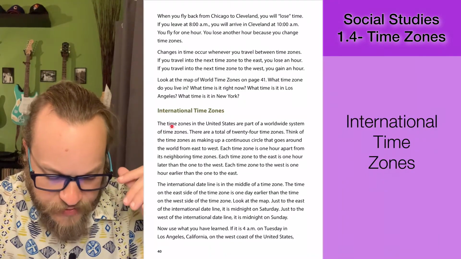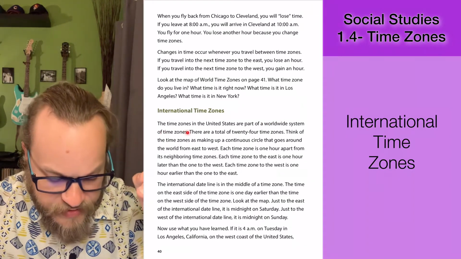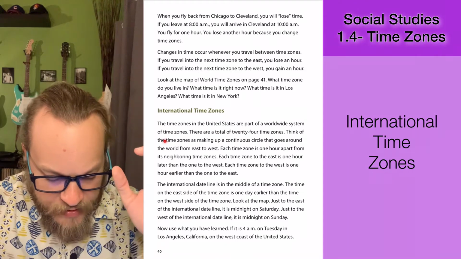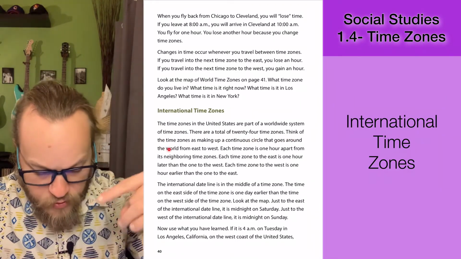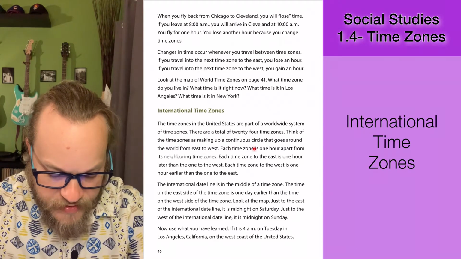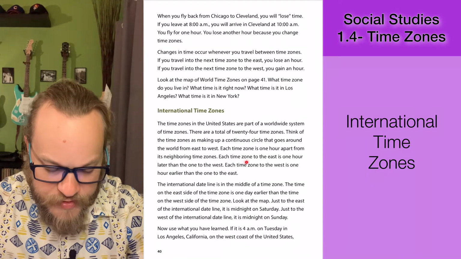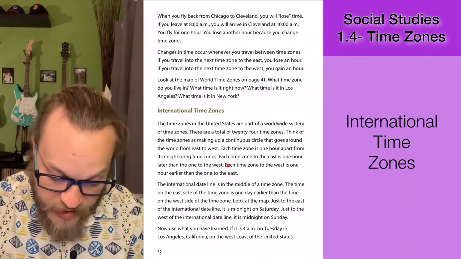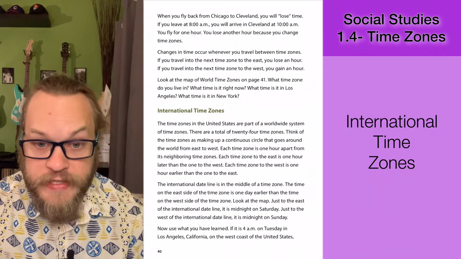International time zones. The time zones in the United States are part of a worldwide system of time zones. There are a total of 24 time zones. Think of the time zones as making up a continuous circle that goes around the world from east to west. Each time zone is 1 hour apart from its neighboring time zones. Each time zone to the east is 1 hour later than the one to its west. Each time zone to the west is 1 hour earlier than the one to its east.